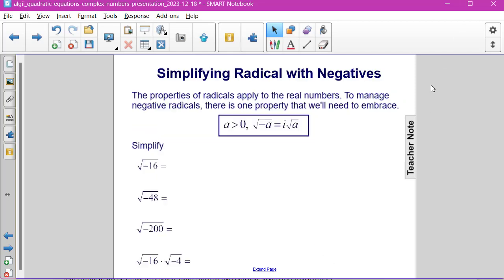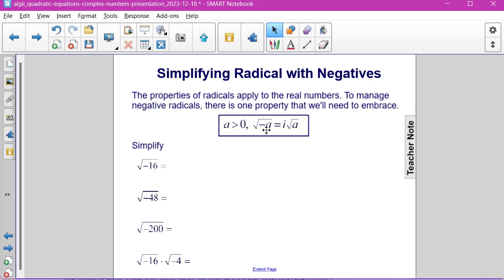around the y. The last set of examples that we worked through involved simplifying radicals that contained positive radicands, meaning the number inside of the radical was always positive. Now the properties of radicals apply to real numbers. To manage negative radicals, there is one additional property that we will need to embrace, and that is that a has to be greater than 0.